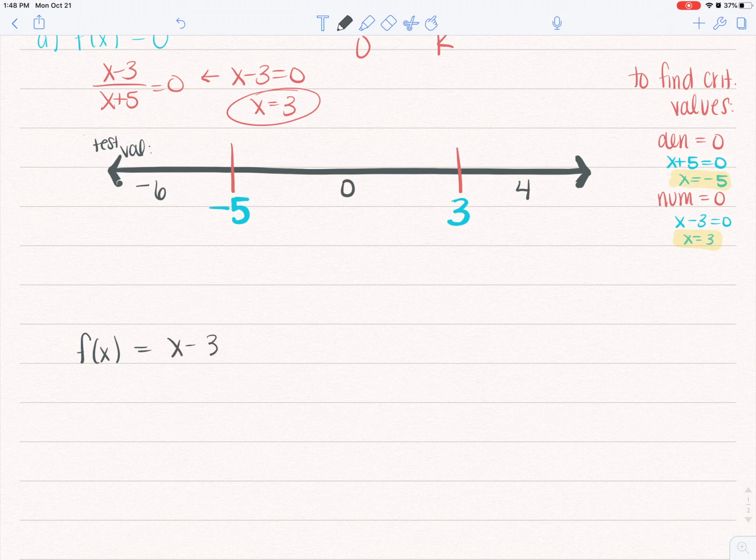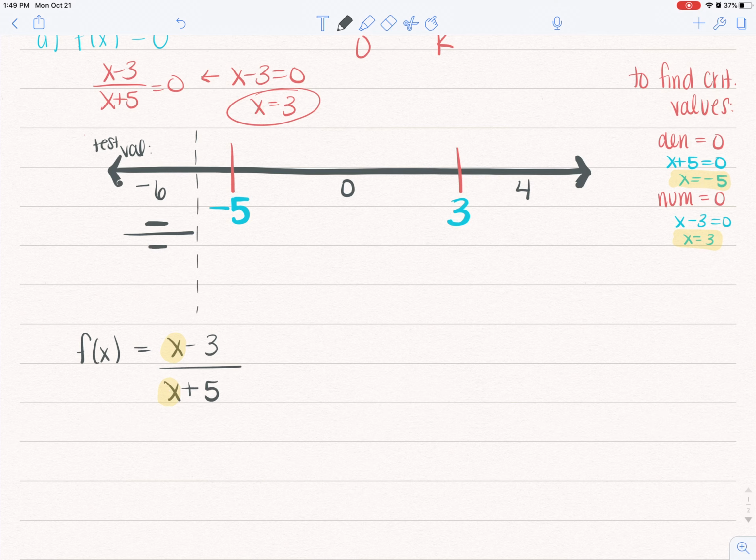f of x equals (x minus 3) over (x plus 5). So what I'm going to do is plug in my test values everywhere I see an x. When I plug in -6, negative 6 minus 3 is going to be negative 9. Well, I only care about the sign, negative. Over, plug it into the bottom. Negative 6 plus 5 is going to give me negative 1, but I only care about the sign. So that's going to go with that part right there.